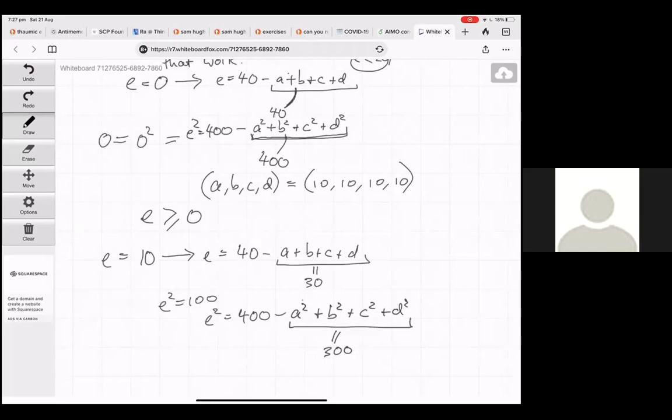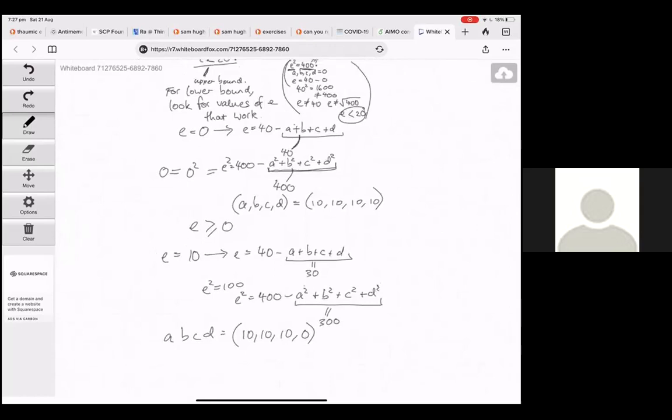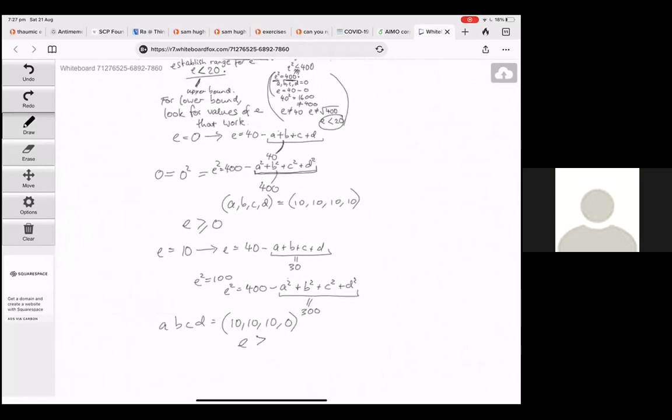And you can see it's kind of similar to the case before. We just make 3 of them equal to 10 and the other one equal to 0. So A, B, C, and D equal to these values works. So now we've narrowed our range down even more. We have that E is greater than or equal to 10. So that's interesting. Let's see if we can narrow it down even more.